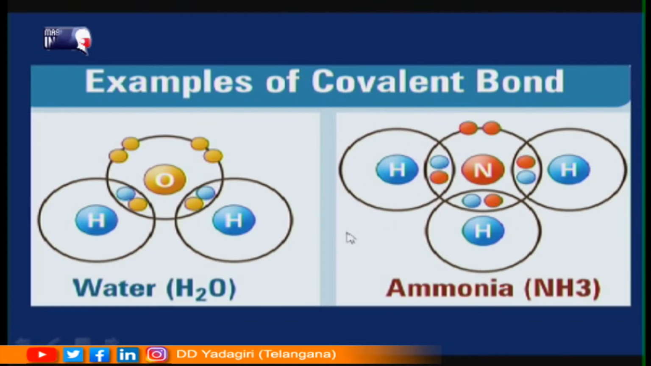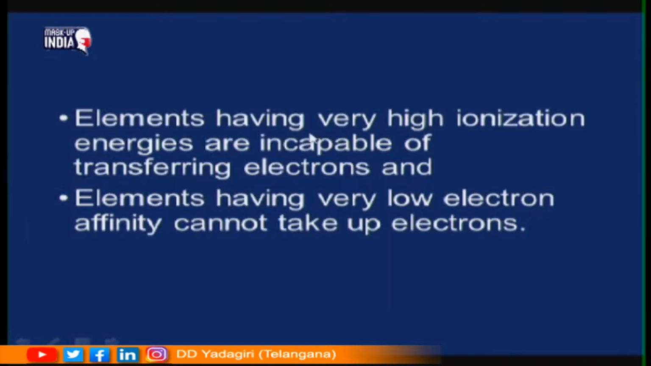Another example is the ammonia molecule. Here one nitrogen atom combines with 3 hydrogen atoms, and you can see that there is one pair of electrons shared between nitrogen and hydrogen. So, the sharing of electrons is taking place between nitrogen and hydrogen. So, what is the type of bond here, children? Covalent bond.